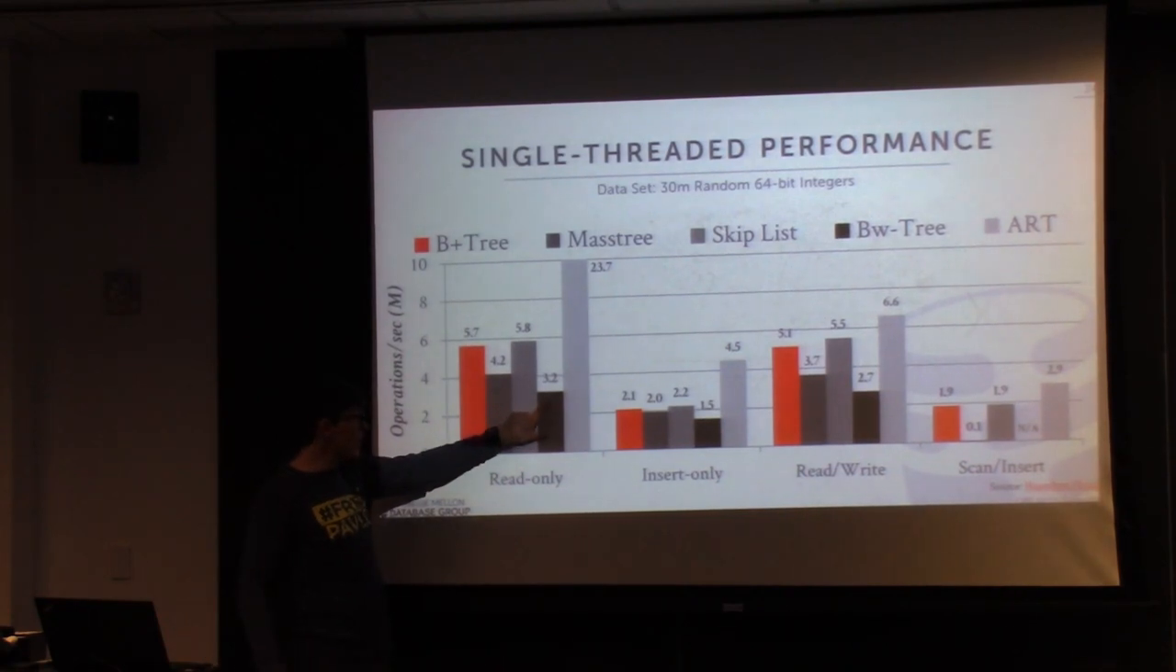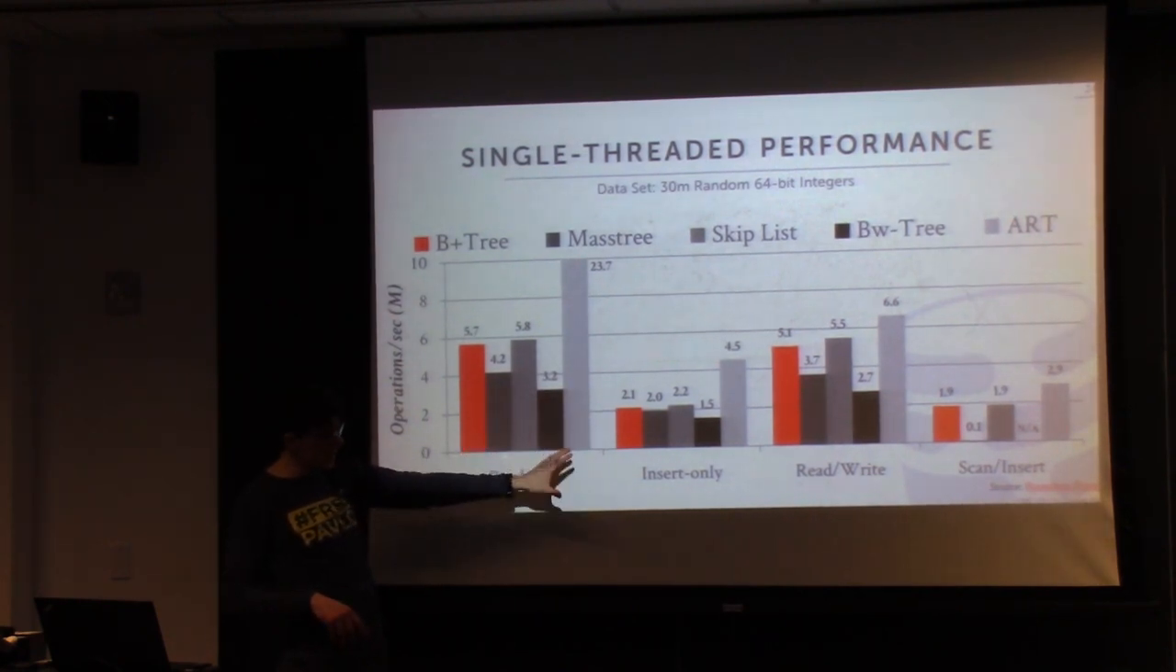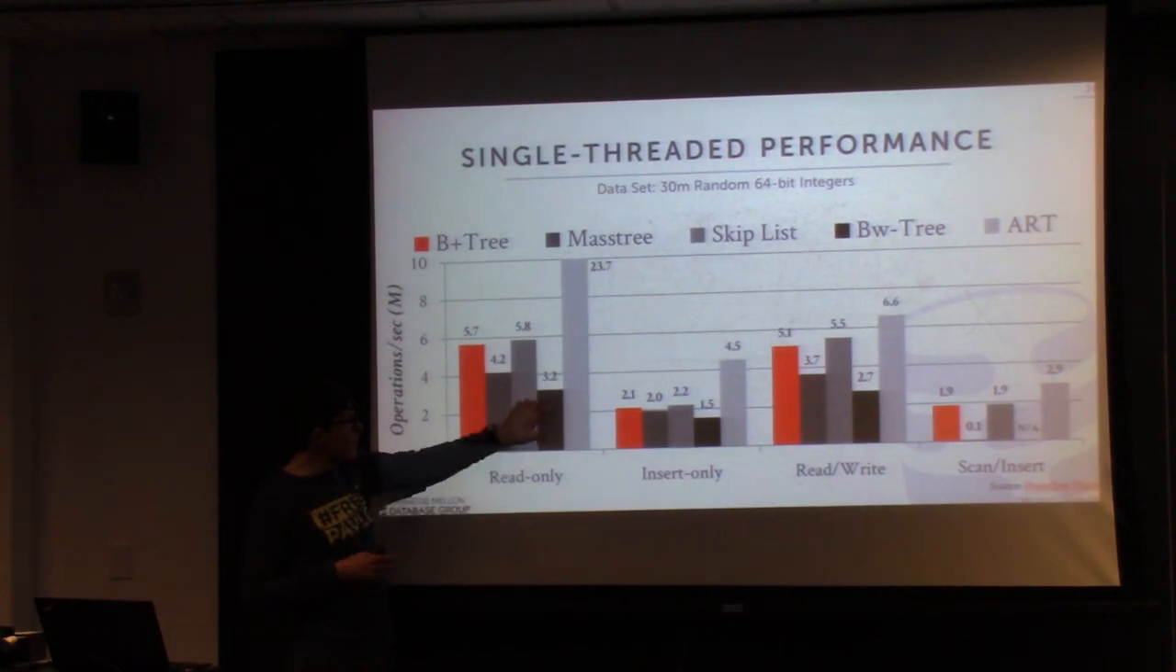I have to double check this. He sent me the numbers late last night, so I'm not sure. That's why I think we're running a little bit slower. I don't think it's an exact apples-to-apples comparison, but it's close enough, and they're definitely running the same workload. But just showing you here, the BW tree is going to be slightly slower than everyone else.